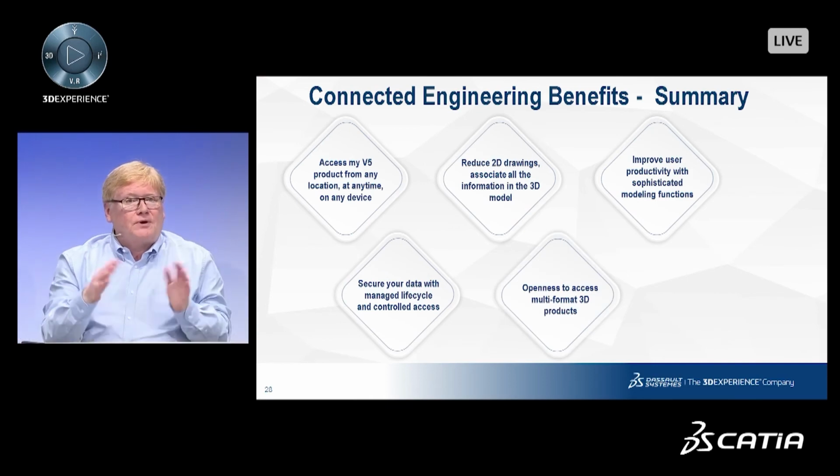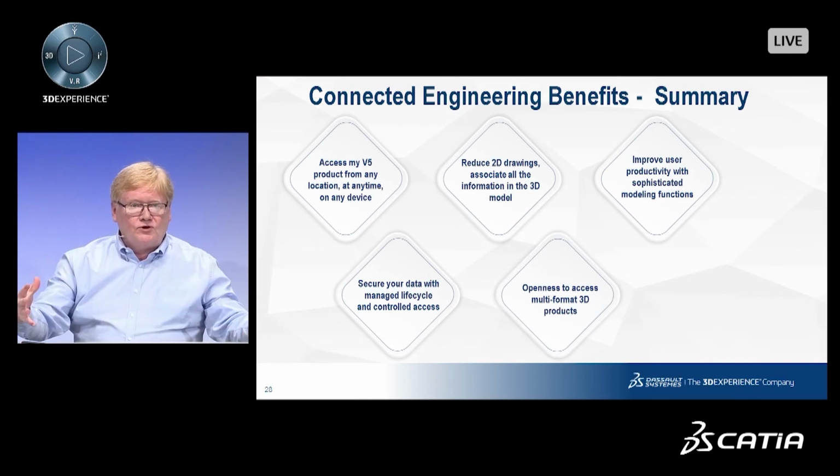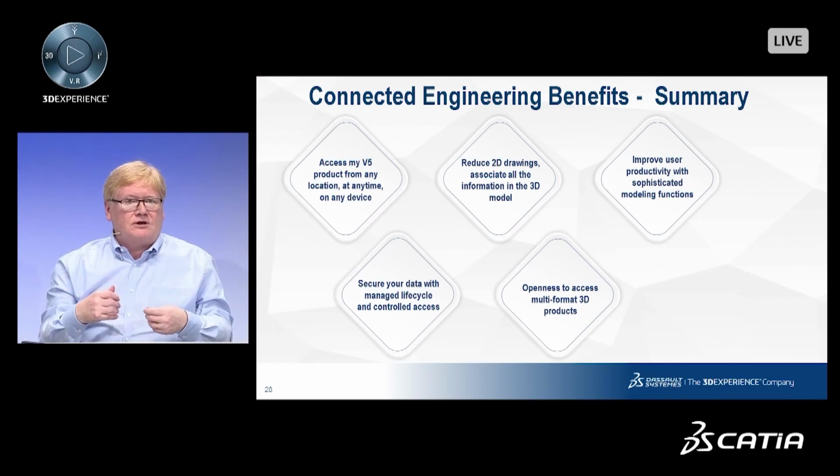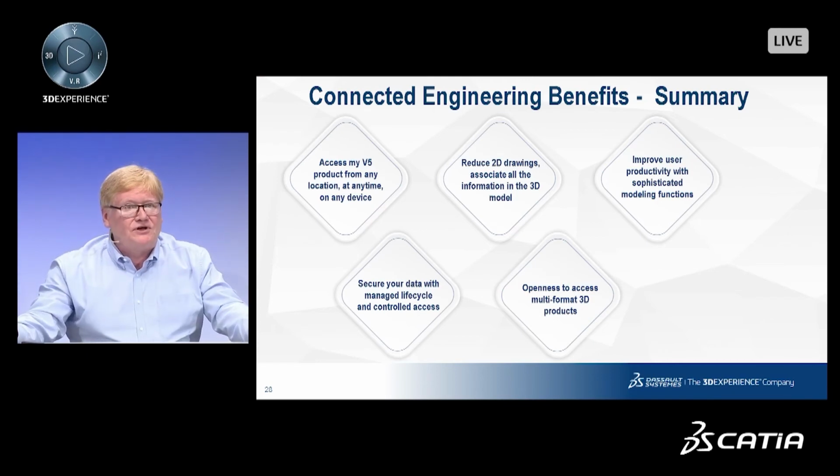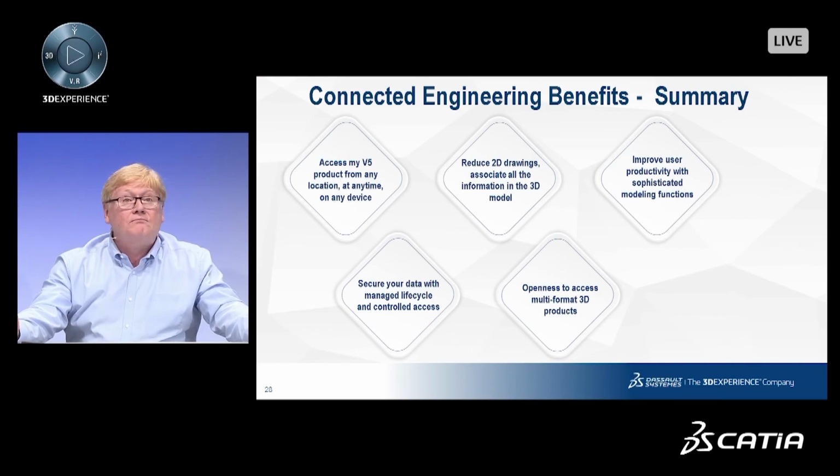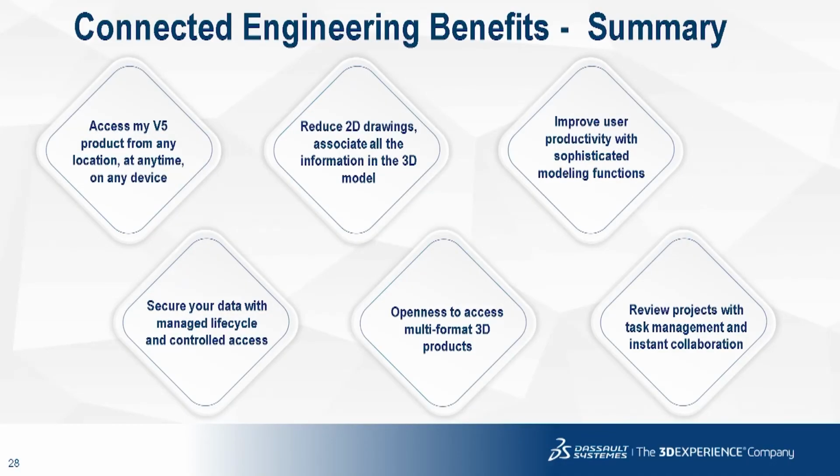But we're not a bubble. We need to talk to the world. We need to be able to talk using compliant standards, and therefore we have included in the package the openness to access multi-format 3D products. And finally, the ability to review projects with the ability to have, as we saw in the demonstrations, to manage tasks. Again, without having a CATIA V5 license, the ability for a manager to get access to that information, and the ability to have instant collaboration with any of the participants in the engineering process.